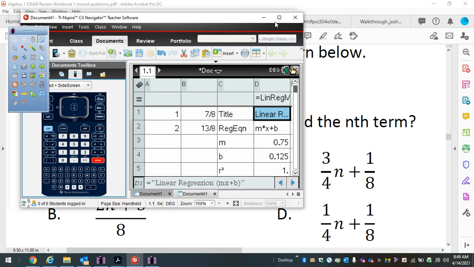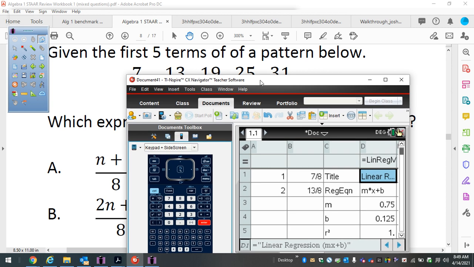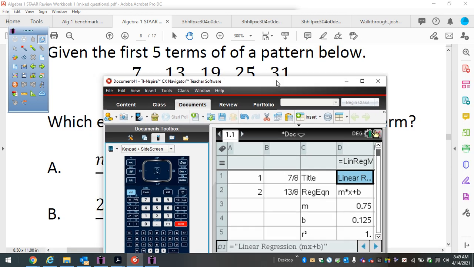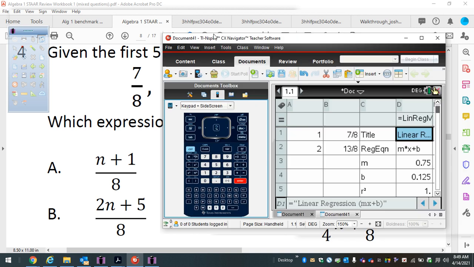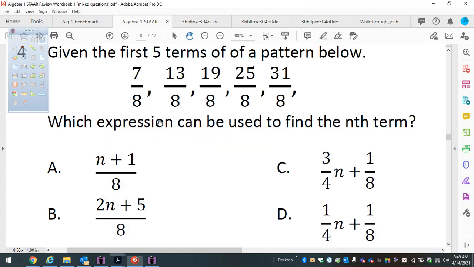So the trick is to see this once you see position, term. See that, honestly, as x equals 1, we have y to be 7/8. x equals 2, y to be 13/8. And that's it. It's not hard, guys. Really easy.